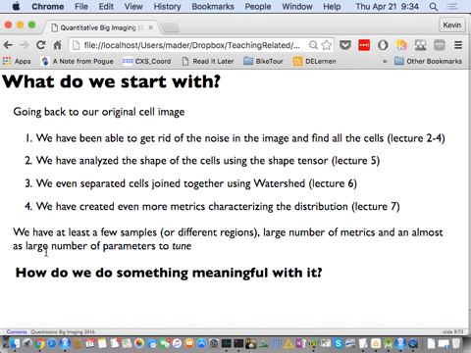And we're confident that it's looking at cells and not looking at the background because we've done that check. And now the question is really, how do you do something meaningful with this so that you can say something useful about the samples that you have?